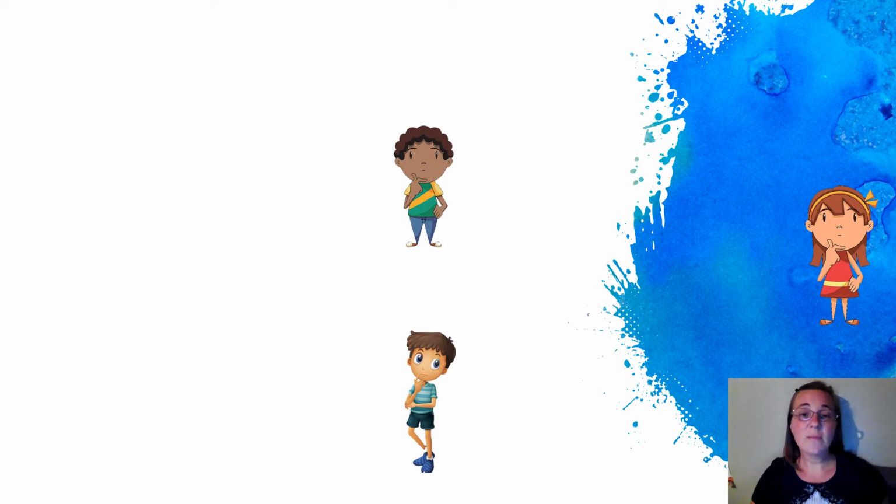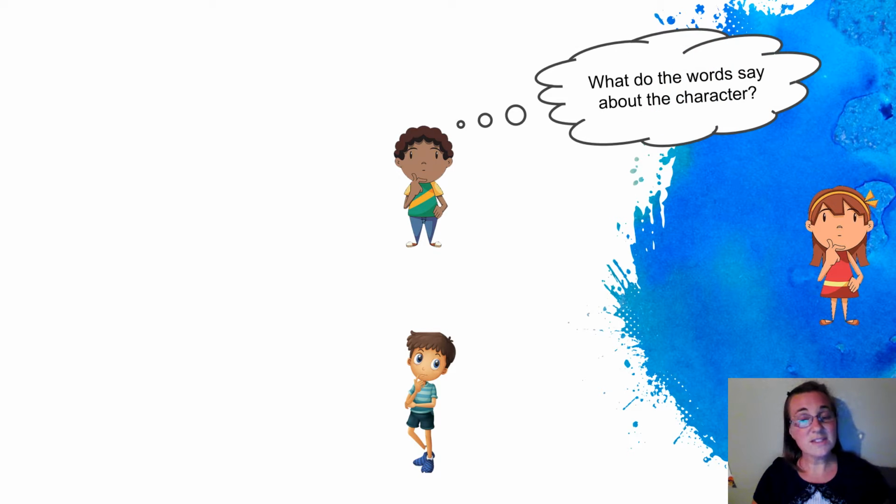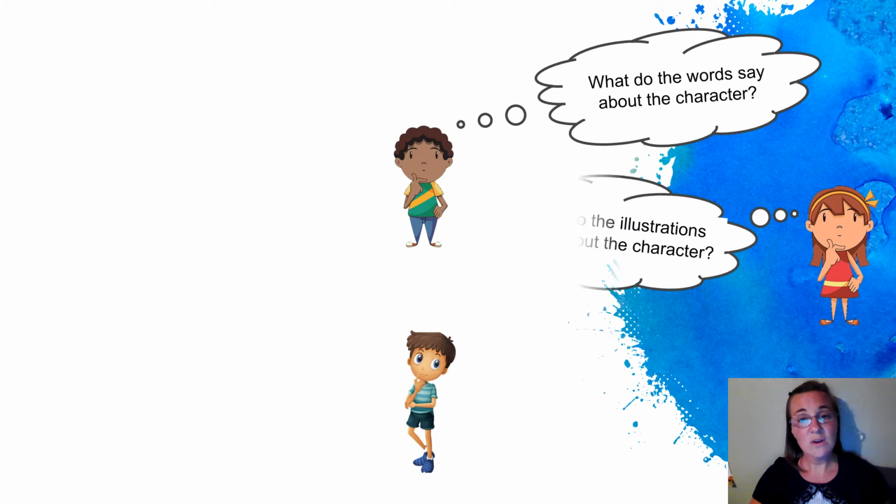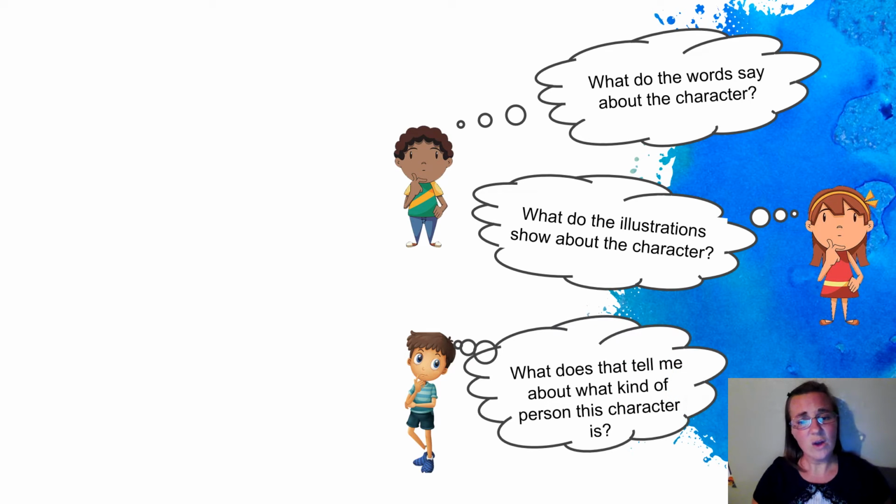As we're thinking about characters, it's important that we look at both the words and illustrations so that we can learn everything the author wants us to know about the character. We do this by asking ourselves some questions. What do the words say about the character? What do the illustrations show about the character? And then we put those two things together and think, what does that tell me about the kind of person this character is?